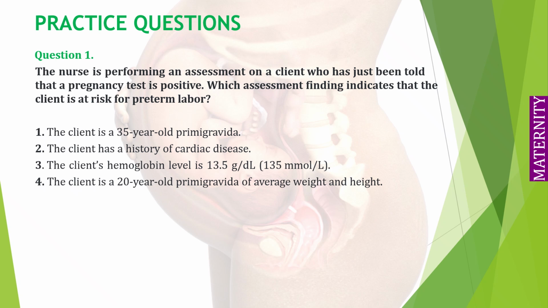Question 1. The nurse is performing an assessment on a client who has just been told that a pregnancy test is positive. Which assessment finding indicates that the client is at risk for preterm labor? 1. The client is a 35-year-old primigravida. 2. The client has a history of cardiac disease. 3. The client's hemoglobin level is 13.5 g/dL, 135 millimoles per liter. 4. The client is a 20-year-old primigravida of average weight and height.